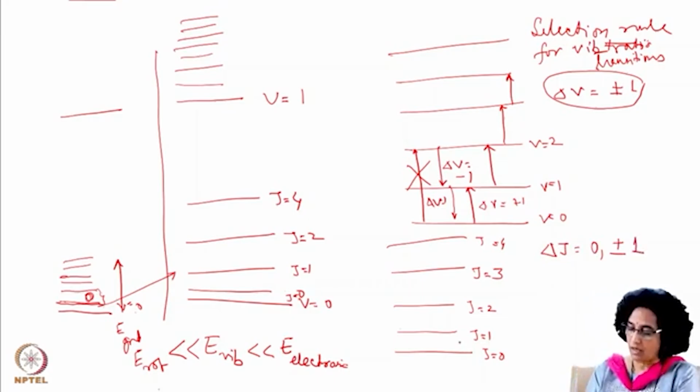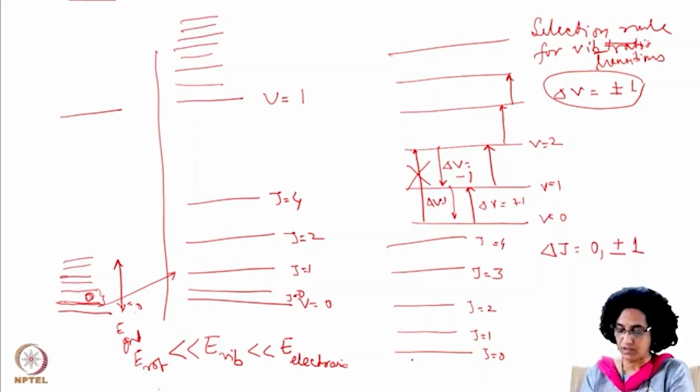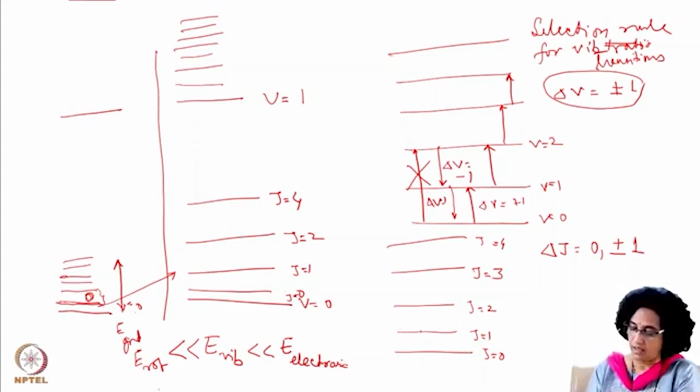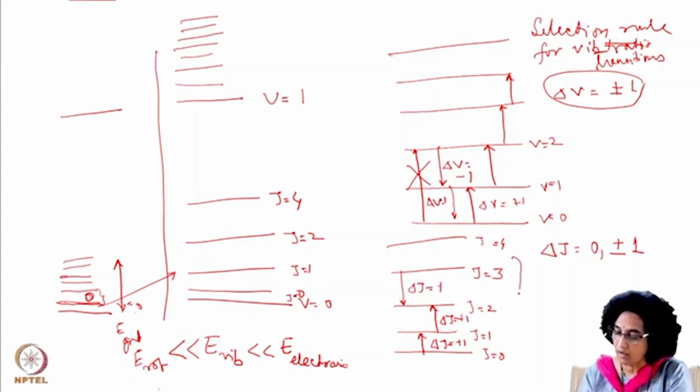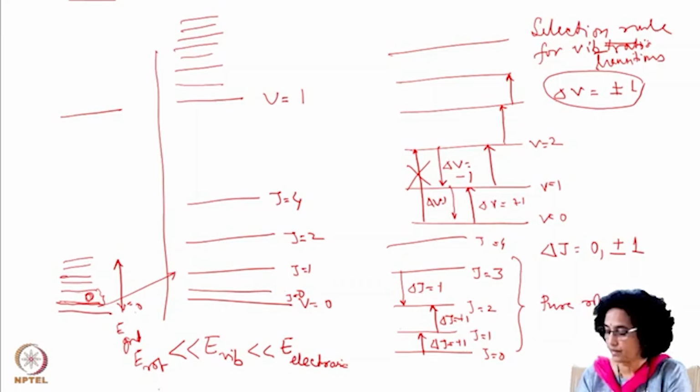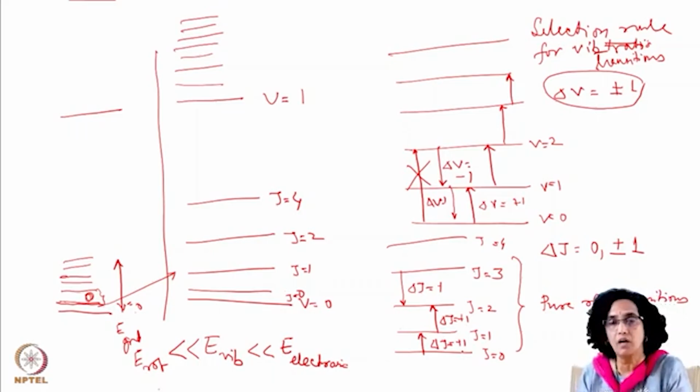Now here, if we just consider the rotational levels of one vibrational state, then delta J equal to 0 is not possible. However, from 0 to 1, if there is a transition, then this is delta J equal to plus 1. From J equal to 1 to J equal to 2 is delta J equal to plus 1. From J equal to 3 to J equal to 2, delta J is minus 1. In spectroscopic terms, these are called pure rotational transitions because these are happening in the same ground vibrational state.